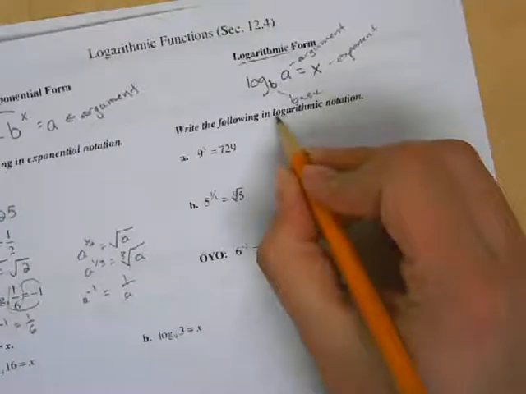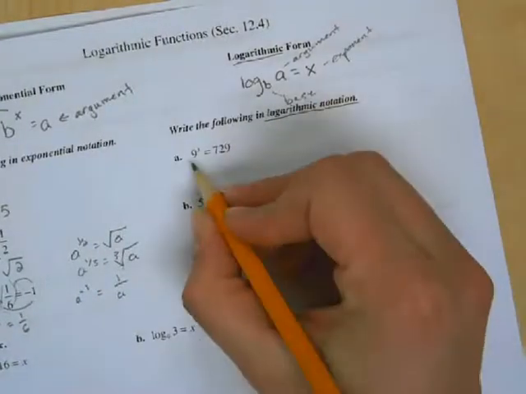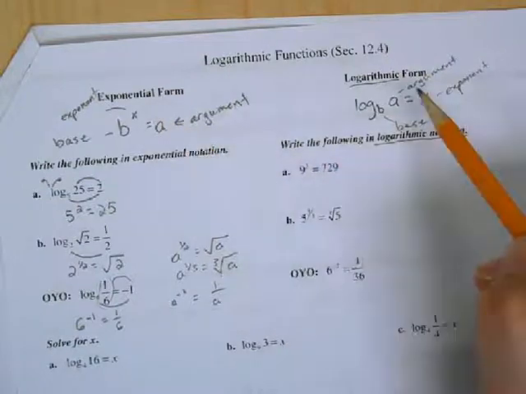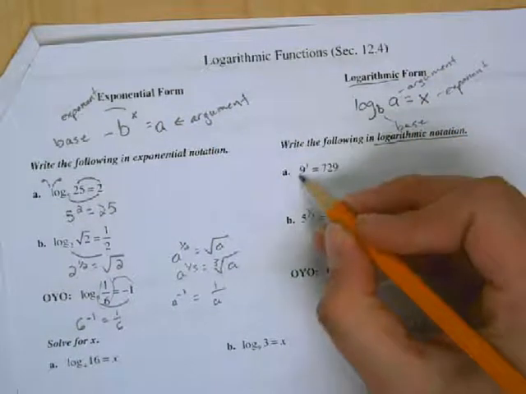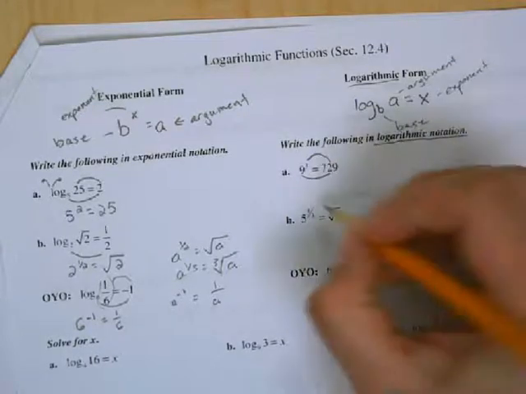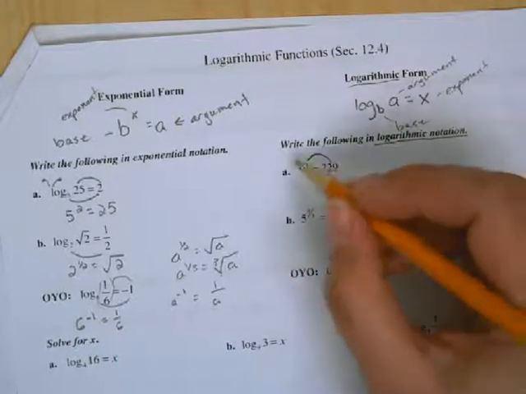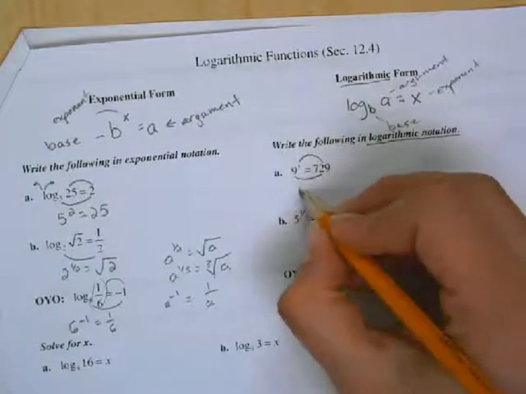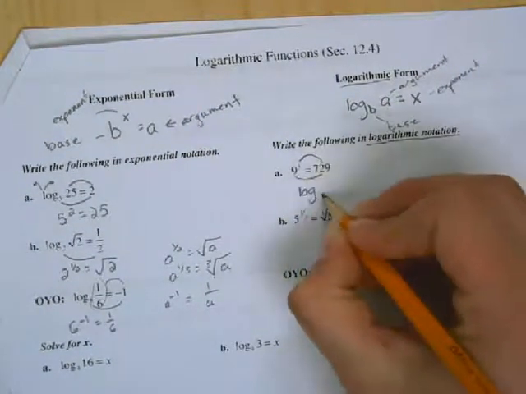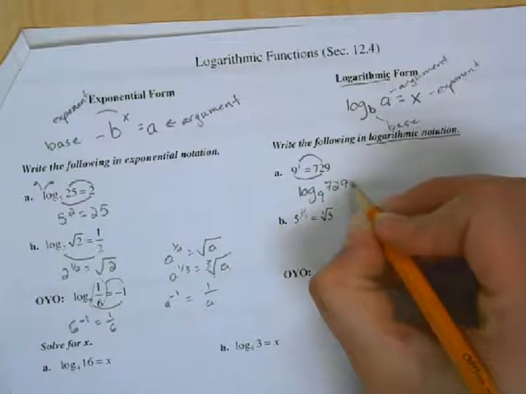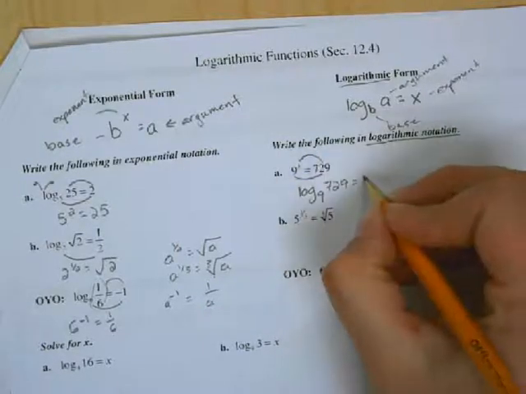So now we want to change it to a log. Here we're going to go from the exponential to the logarithmic. So this right here is my base, and that's where I'm going to start. And then we're going to do a nice little loop again. Okay, it's log base 9 of 729 equal to 3. You should be able to loop.